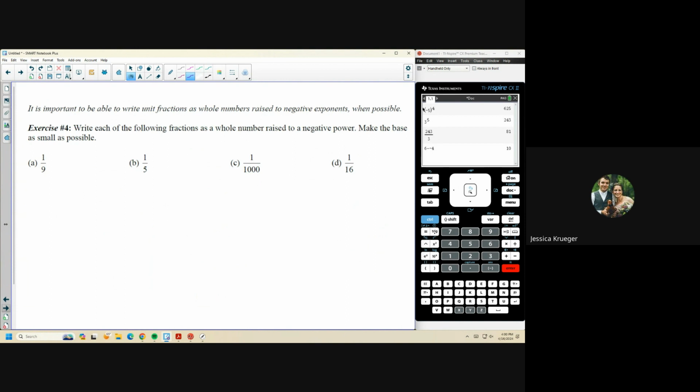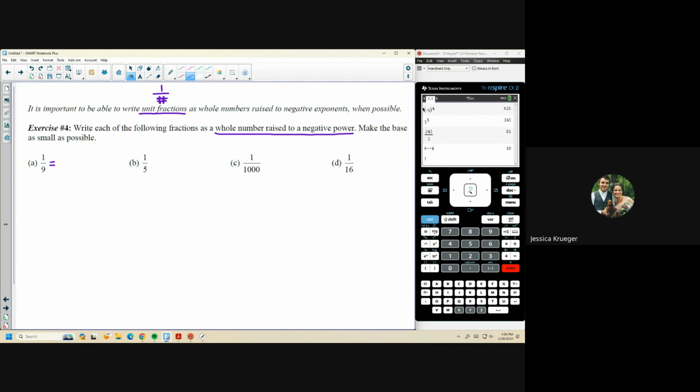Now, there's a word we're not familiar with, a unit fraction. A unit fraction means 1 over a number. Not super critical that you know that, but still, we should be able to go backwards with this, okay? So we want to write it as a whole number raised to a negative power. So let's start by thinking about what 1 over 9 is equal to.